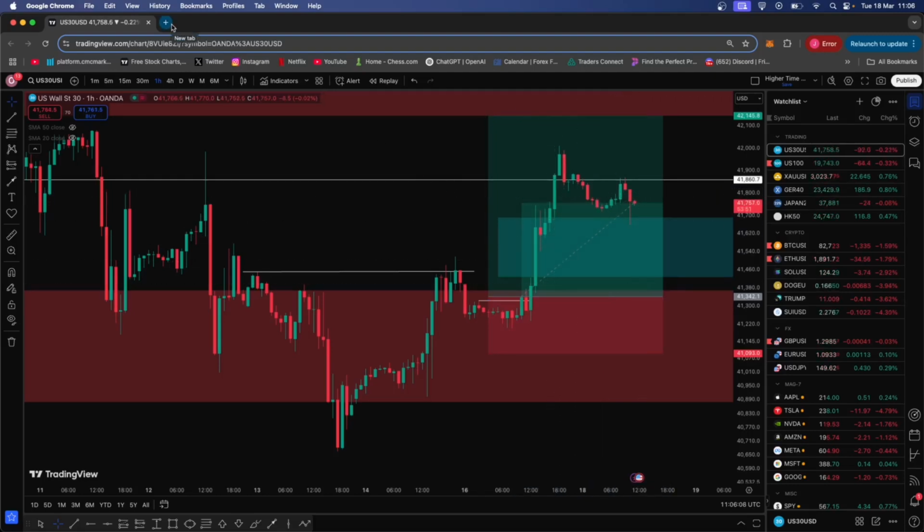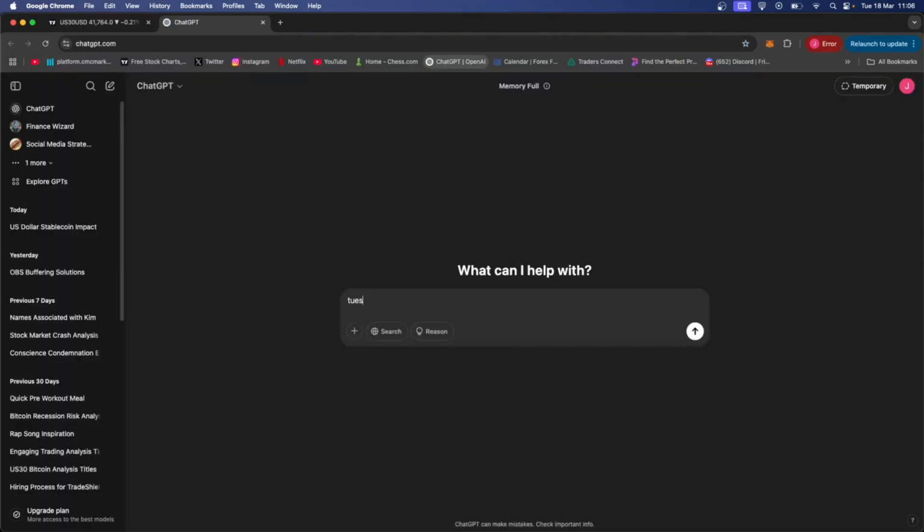There's a concept that I want you guys to get familiar with. It's called the Tuesday sweep, and they don't teach a lot of people about this in any trading courses, but I just want you guys to have a quick understanding of what the Tuesday sweep is.